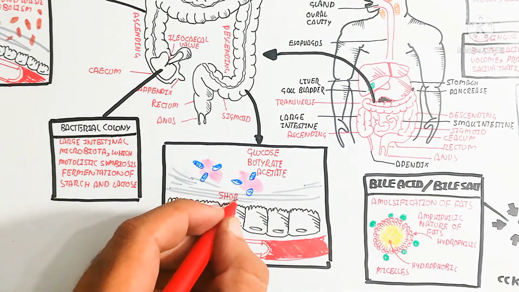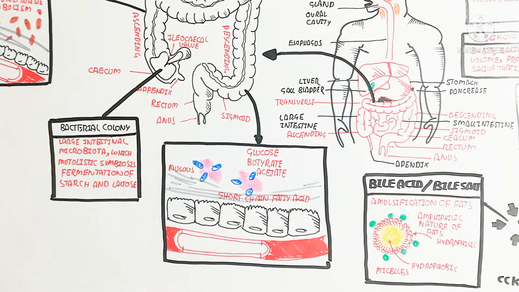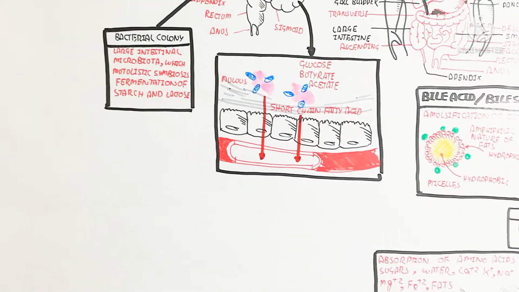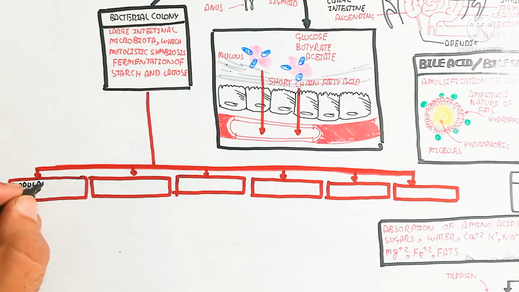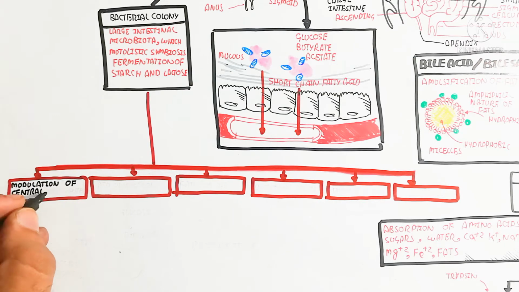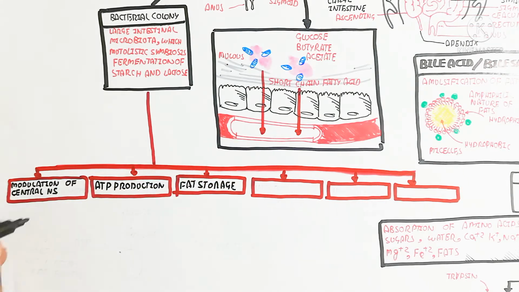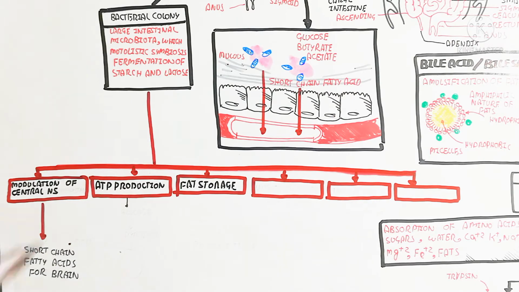The mucus is a barrier with immunity character, which does not allow bacterial invasion. Whenever the mucous membrane is damaged, bacteria can move inside and cause infection, so the short chain fatty acids move inside. Let's understand the bacterial colony, which is our health benefit. It modulates the central nervous system, increases short chain fatty acids, and supports the brain and ATP production. Why?